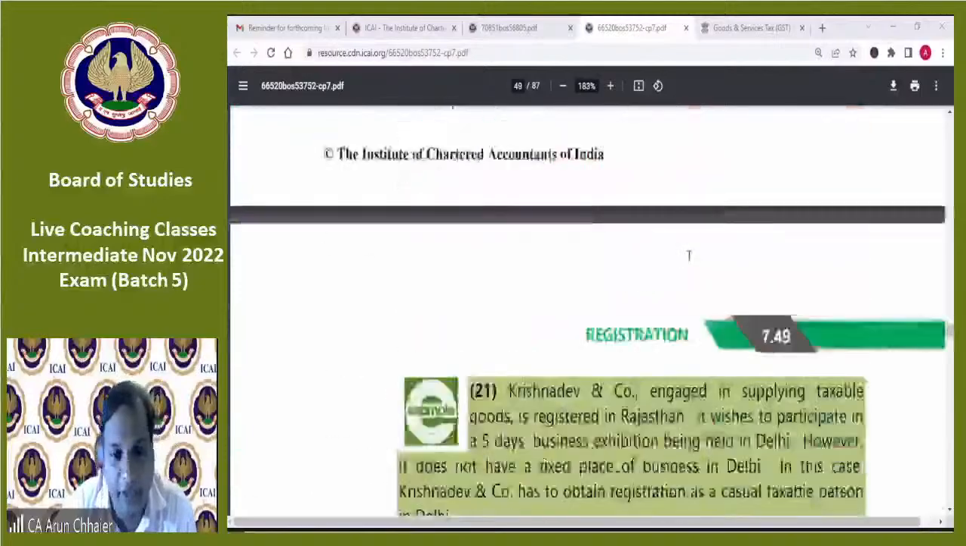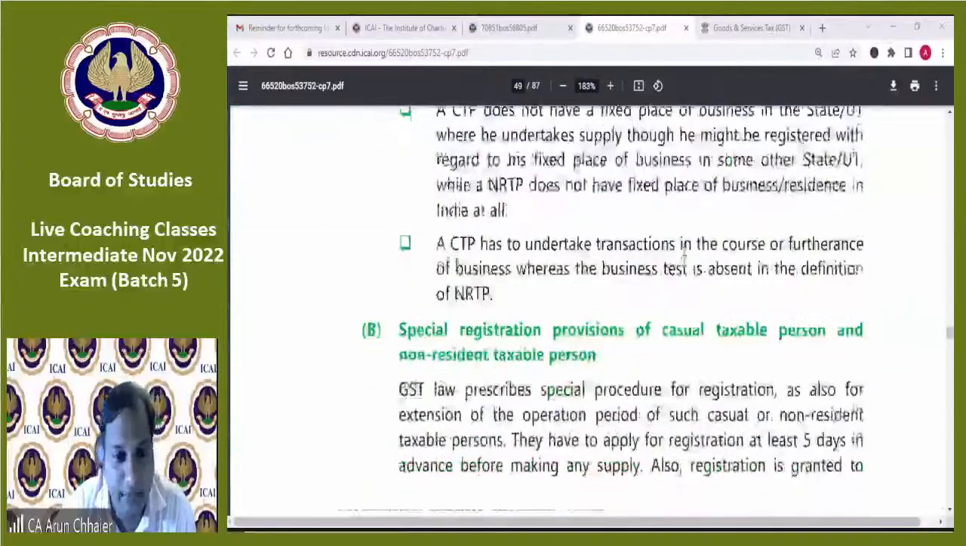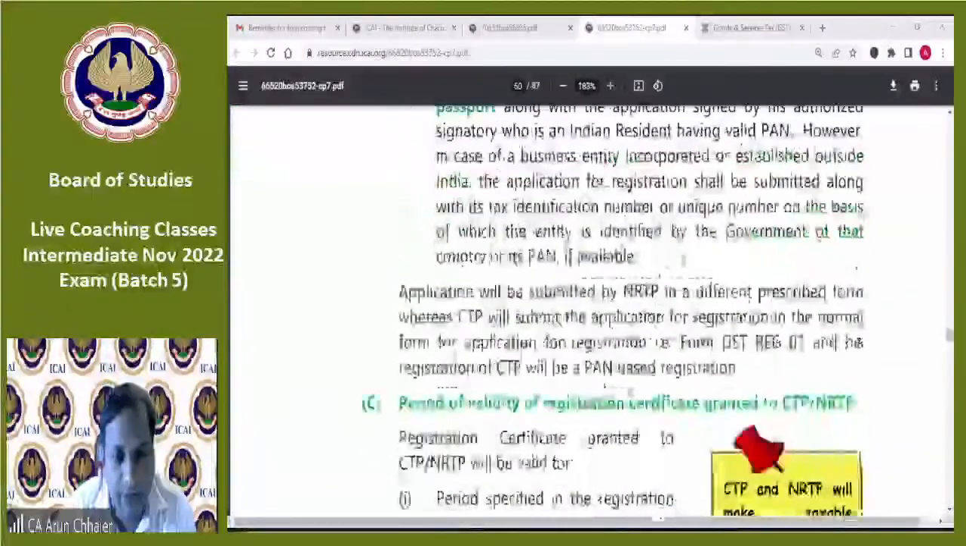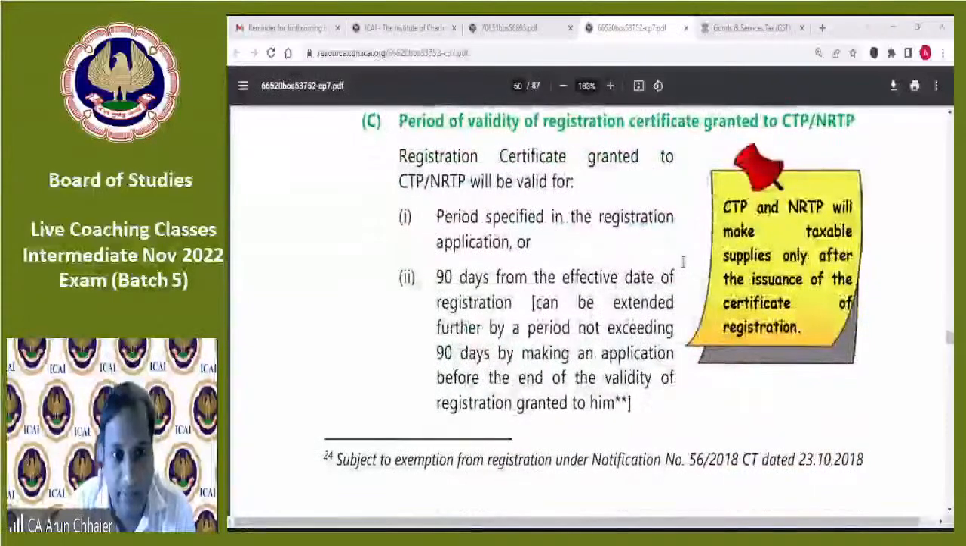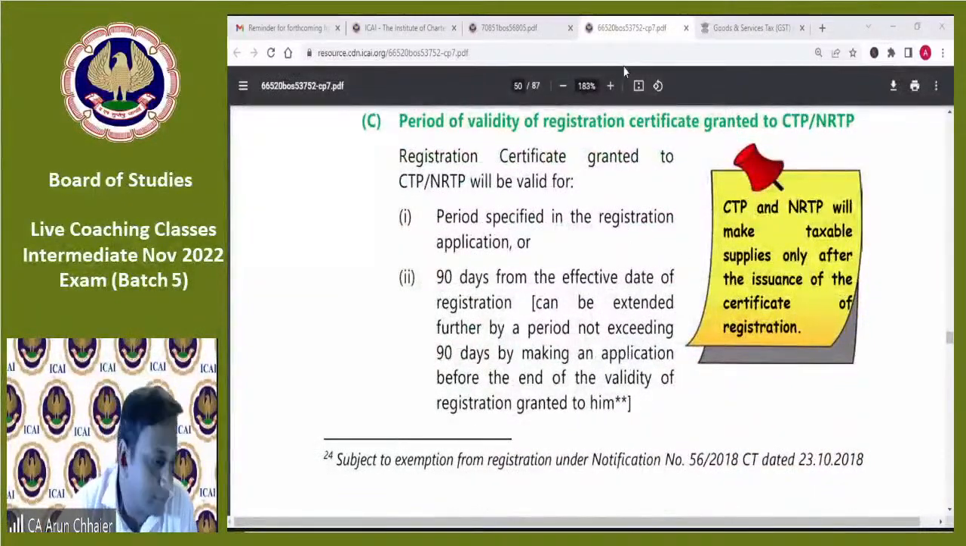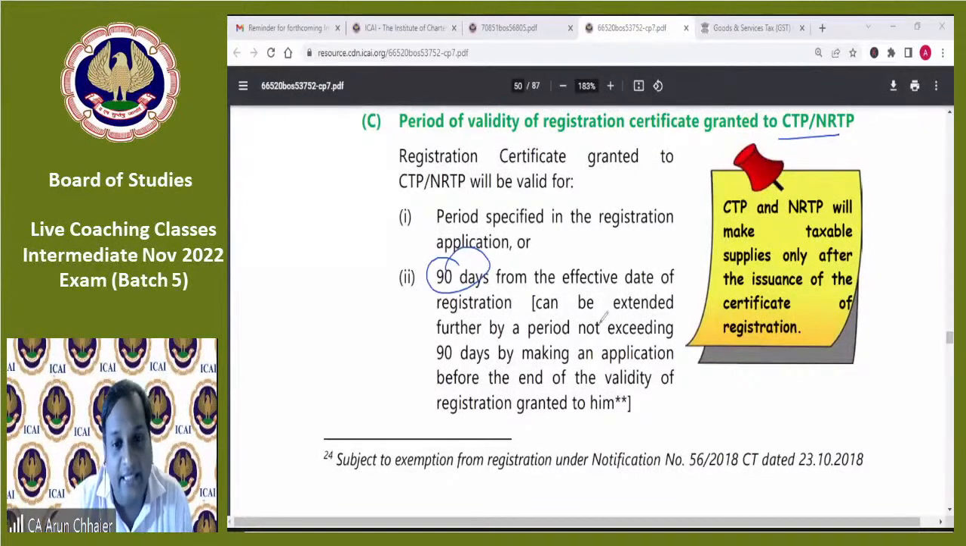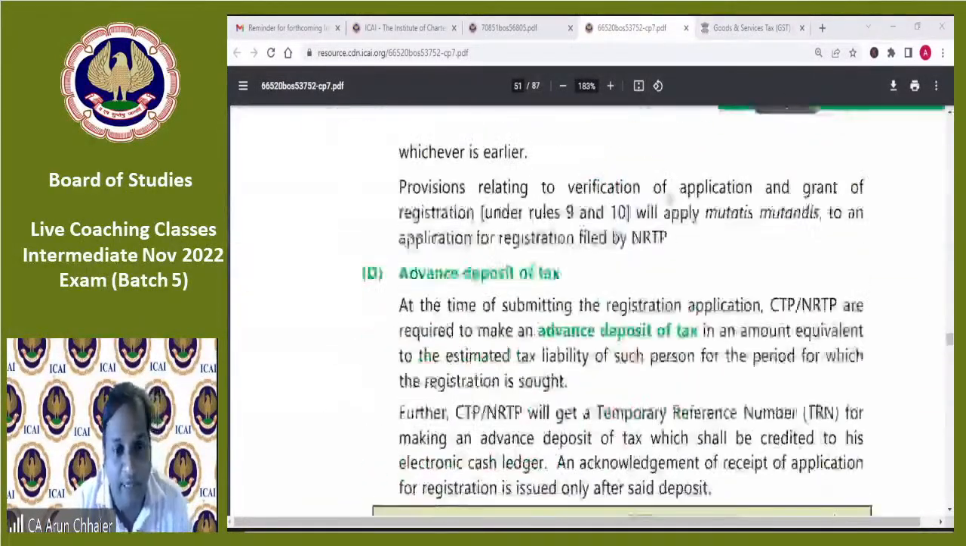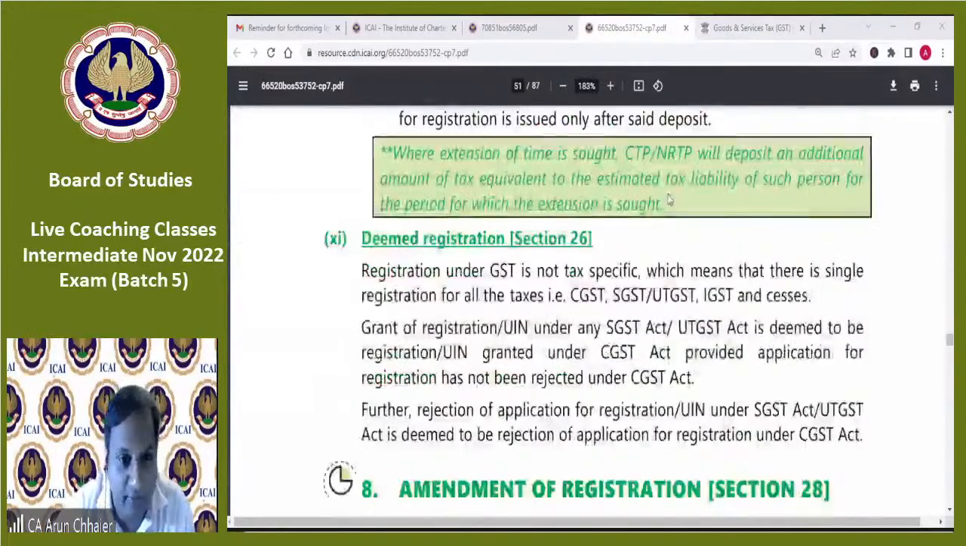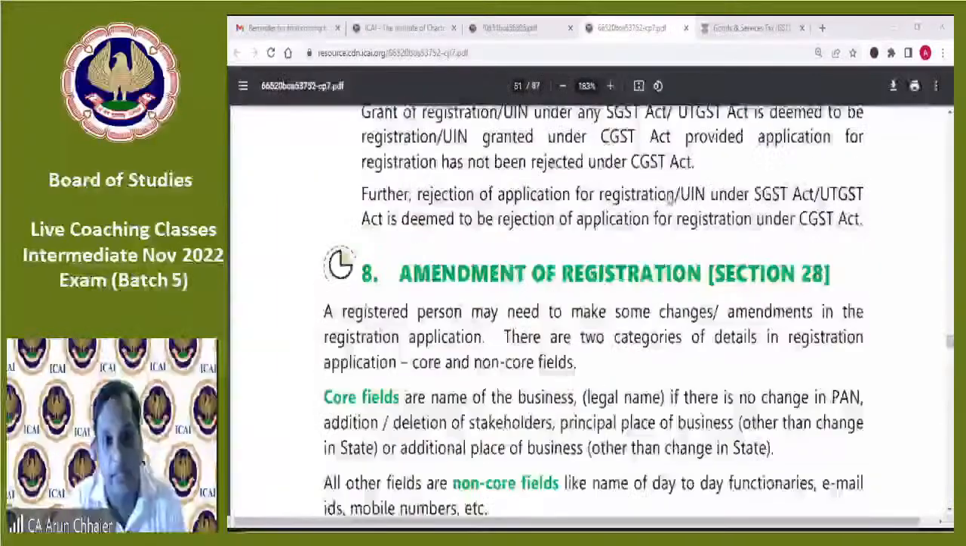So CTP, casual taxable person, we have discussed. Casual taxable person, non-resident taxable person. Validity period. CTP and NRTP, we have discussed, that is valid for 90 days. It can be extended by a further period of 90 days by making the application before the expiry of the first 90 days. Advance deposit of the tax, we have discussed. Scheme registration, we have discussed.